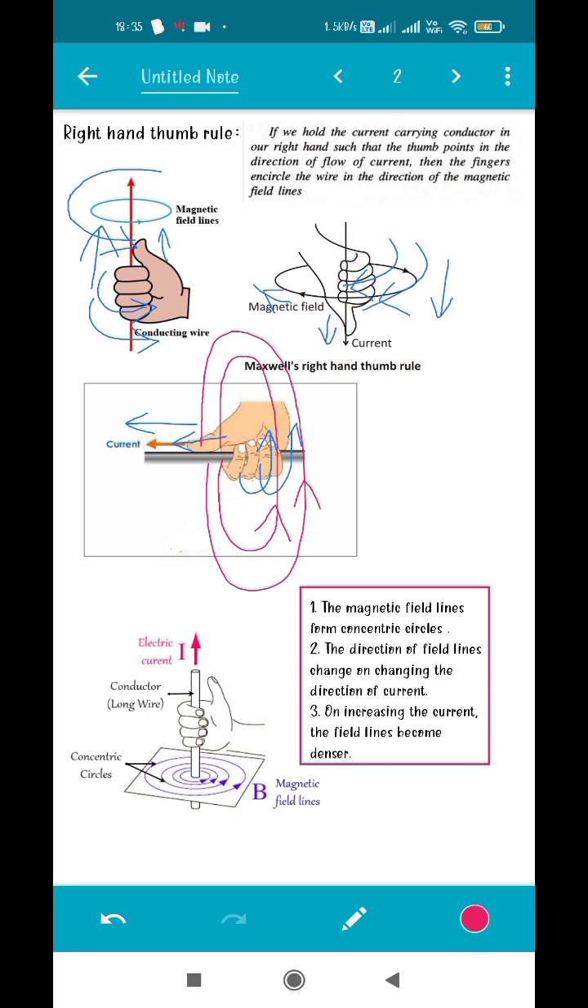On increasing the current, the field lines become more denser. So if we increase the current, there will be more field lines formed which are closely spaced. So if the current was initially 2 ampere, but now we have converted it into 4 ampere, there will be many more magnetic field lines produced, and they will be very close to one another.